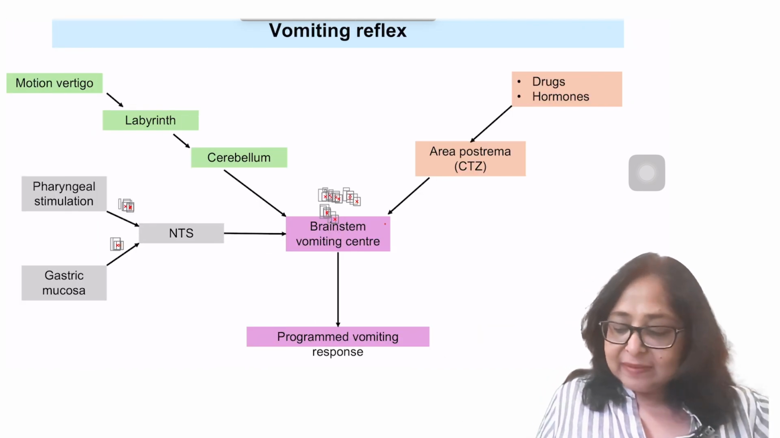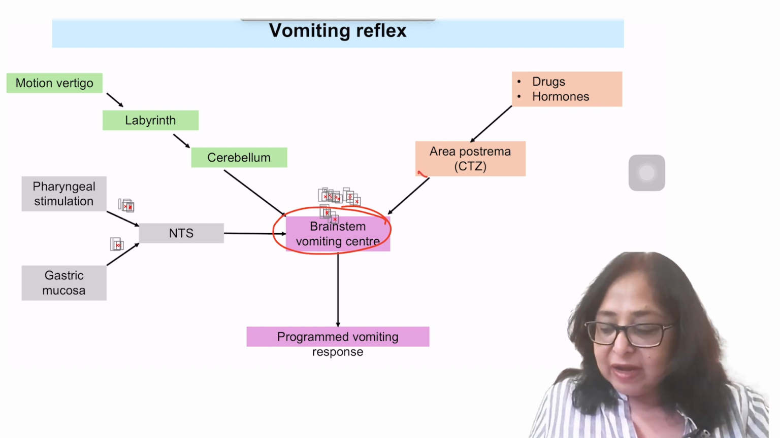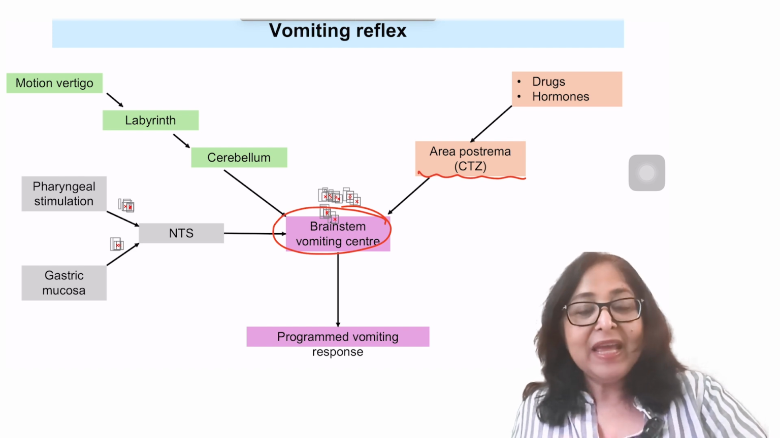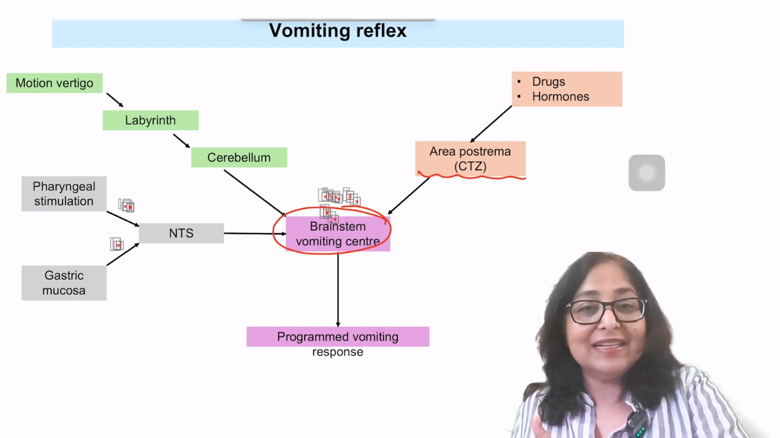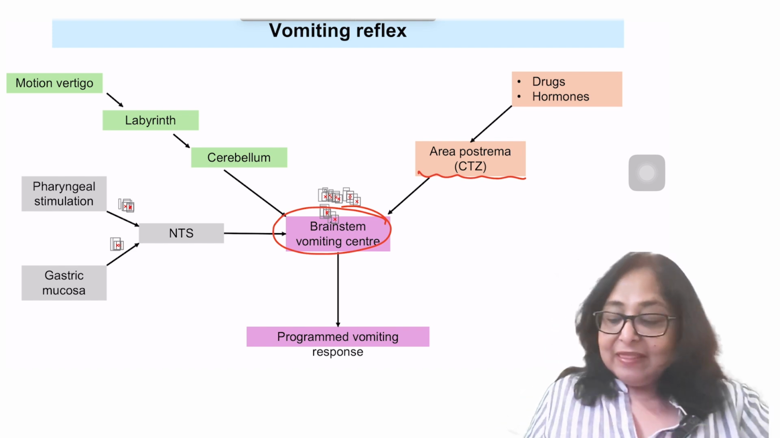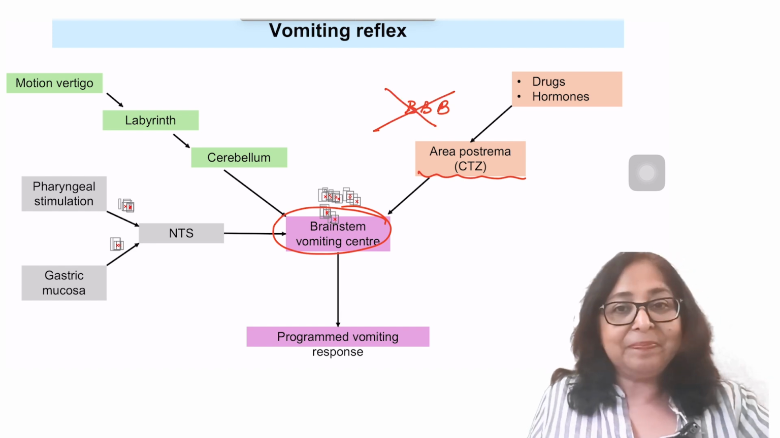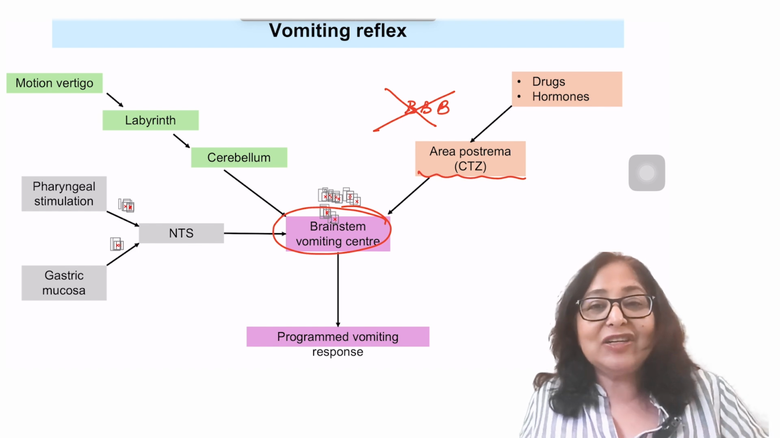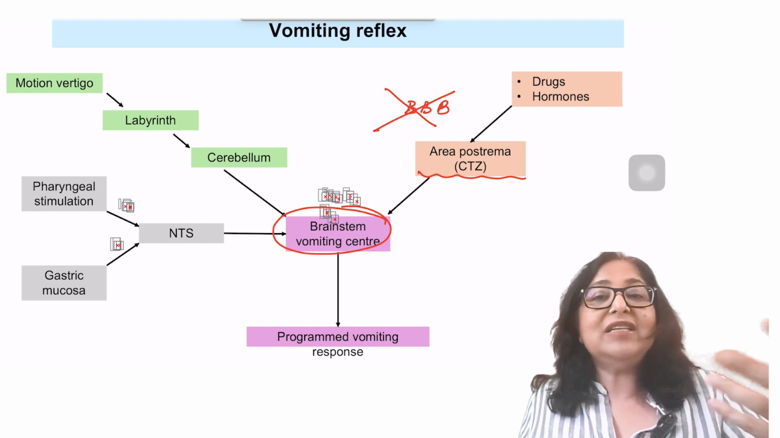There is a brainstem vomiting center, which can get impulses from area postrema, which is the chemoreceptor trigger zone. Area postrema is one of the circumventricular organs. What do I mean by that? That means there is no blood-brain barrier in this area. And that is why drugs, hormones can act on the area postrema, stimulating it, which in turn causes vomiting.